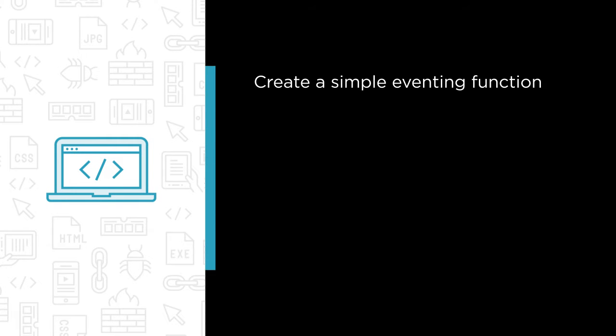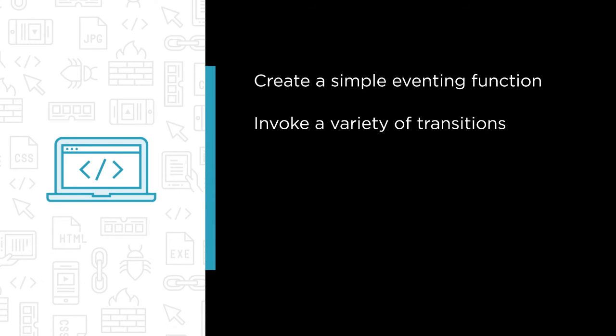We begin by creating a simple eventing function which processes mutations in a source bucket. We then invoke a variety of transitions on the function and look at how this affects the ability of the function to process events. We perform these operations using the Couchbase UI and also cover how these can be done programmatically using the Couchbase CLI and REST API.